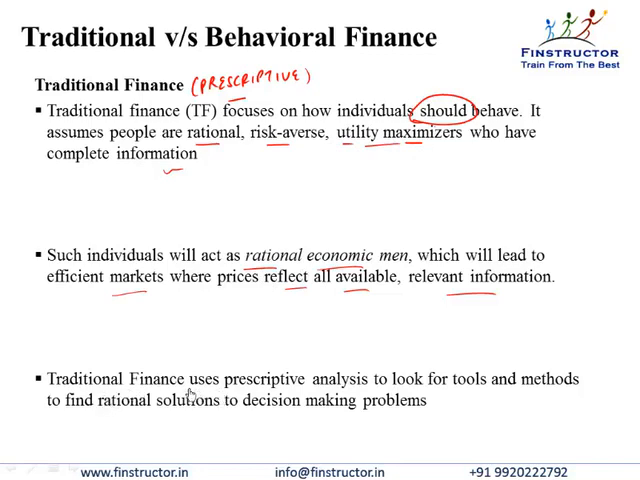So again, it tells us what to do. It is a prescriptive analysis that tries to look for tools and methods to find rational solutions to decision-making problems. For example, which stock to buy, how much risk to carry in your portfolio, how much private equity to include, so on and so forth.